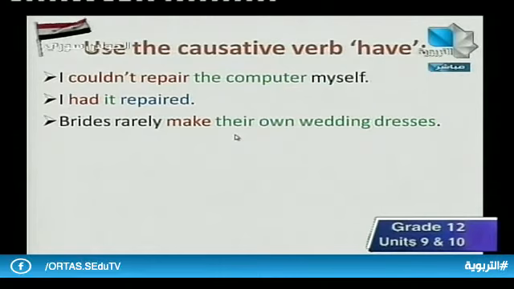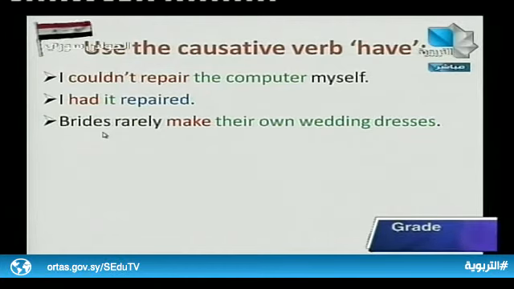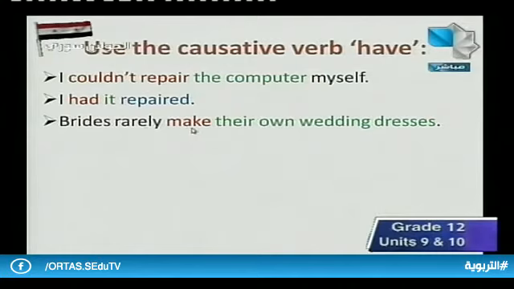Brides rarely make their own wedding dresses. Again, for brides, we can replace it with the pronoun they. The tense of the sentence is make, which is simple present. So we use have: they have them made for the wedding dress, with made as the past participle of make.